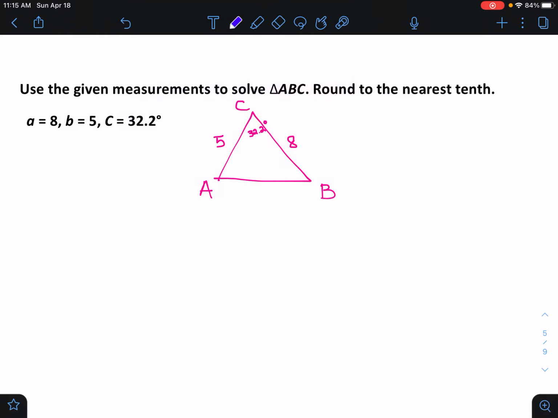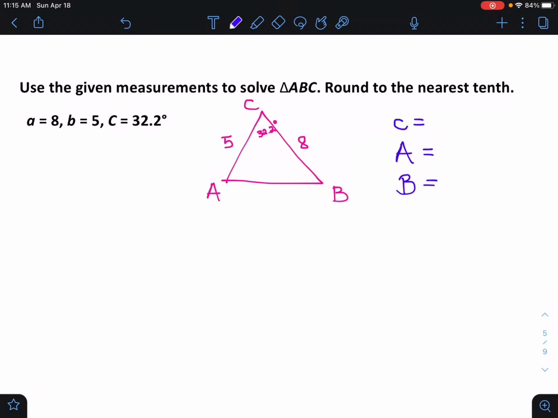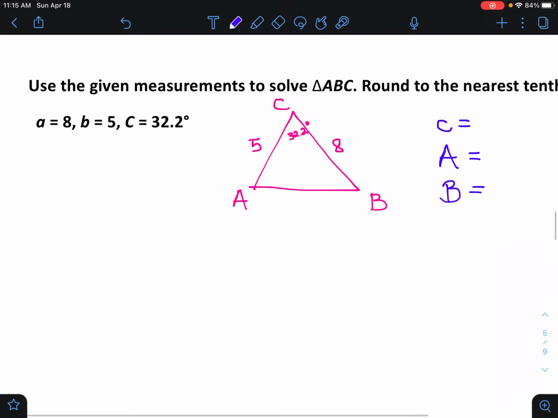Our missing stuff would be side C, also angle A and angle B. Those are the three things that I'm going to solve for. And you'll notice I can't use the law of sines because I need the angle and its corresponding side. I have one angle, but I don't have its corresponding side here, so that's not going to work. So that's how I know I have to use the law of cosines. So just check that. If you can use the law of sines, it'll be faster.